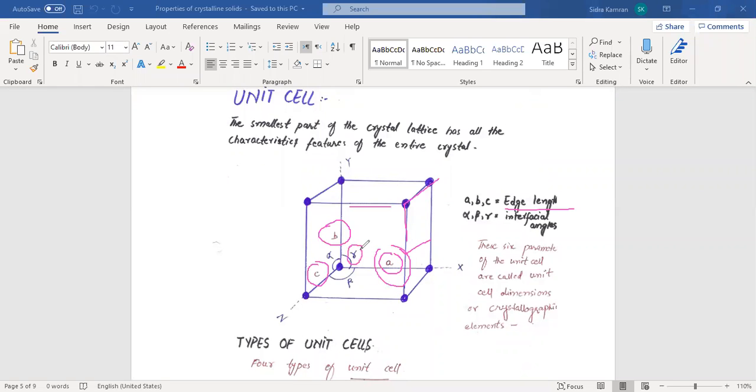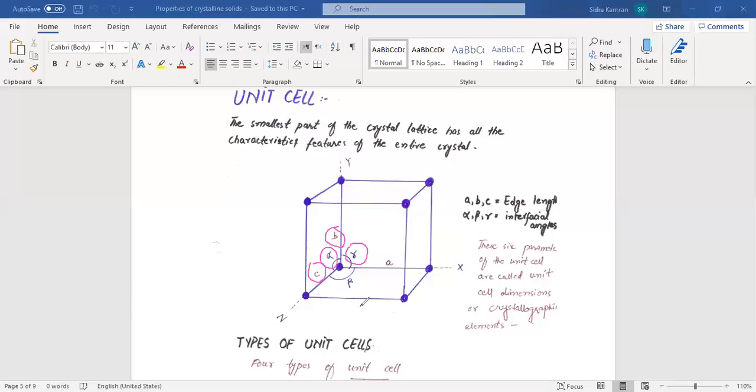Gamma is between the edge length A and edge length B. The angle between edge length A and edge length B is named gamma. The angle between A and B is gamma. The angle between B and C edge lengths is alpha.